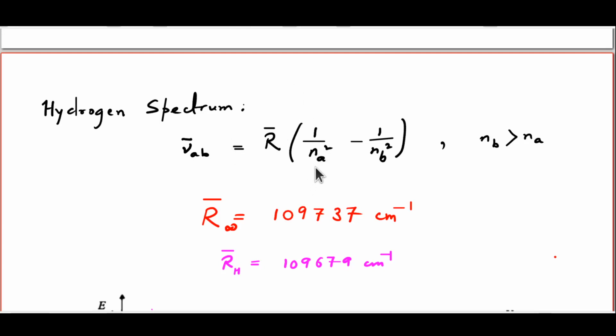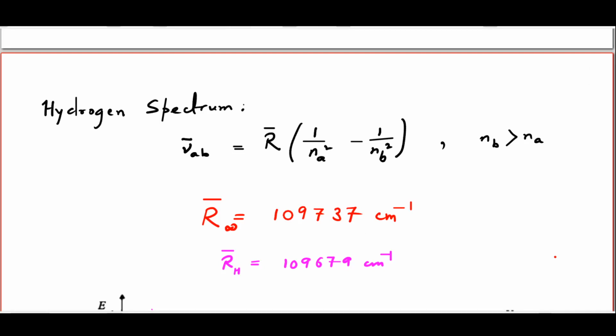In actual fact, you get a slightly smaller value because instead of the mass of the electron, you have to use a reduced mass, which is slightly smaller. And for hydrogen, the Rydberg constant comes out to be 109679 per centimeter. So you can talk of energy difference between levels expressed in electron volts or some other suitable units. You can also talk about that in terms of the wave numbers.